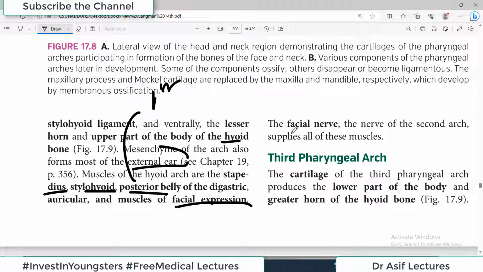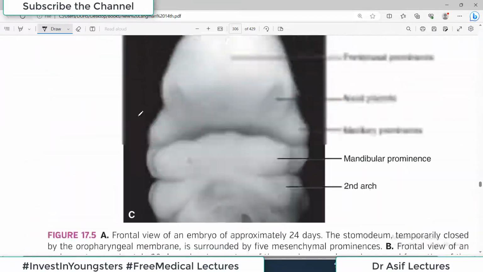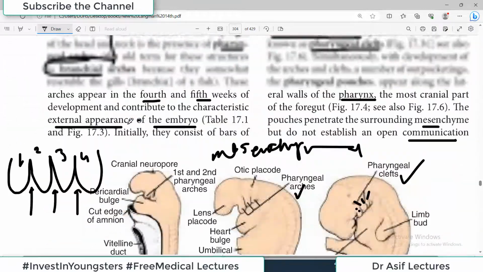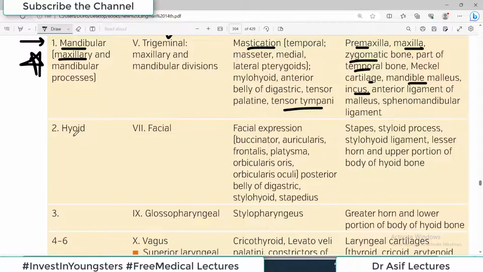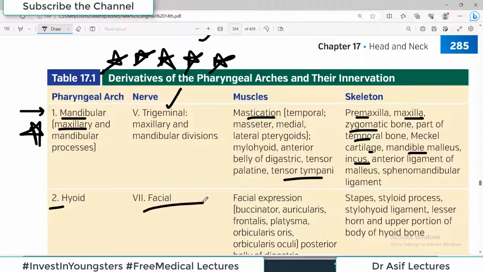Okay? Now इसकी nerve supply क्या है? Facial nerve. The nerve of the second arch. First की कौन सी? First pharyngeal arch की nerve कौन सी थी? It was the trigeminal. Second की nerve कौन सी है? Facial nerve. So now again, if you go back to the 5-star table, then you will realize how important the table is. Now we are talking about the second pharyngeal arch, and the nerve supply is facial.